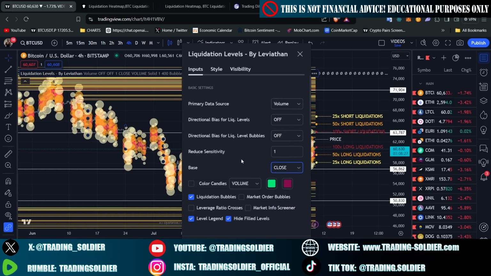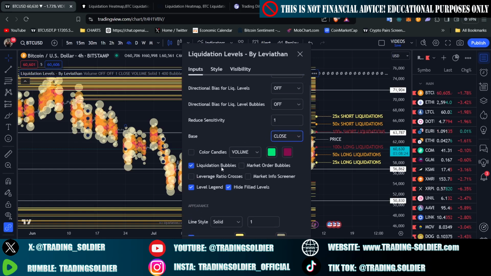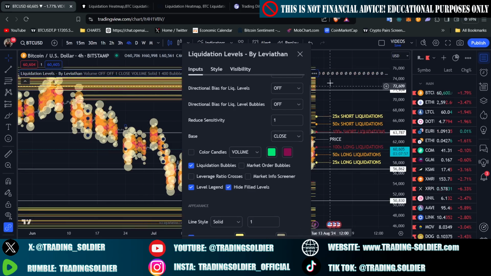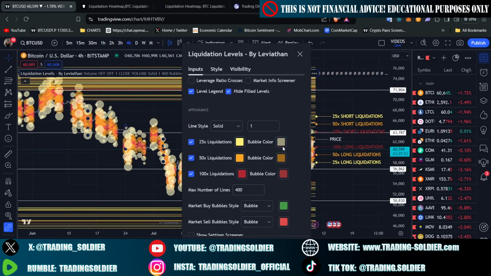Copy them. I also like to have the liquidation bubbles enabled, because the bigger the bubble, it tells me the magnitude of the liquidations that took place around this level. Okay, and also I like to enable the hide filled levels option, because if I have it disabled, it also shows the past levels. And if I enable this option, I see the future levels where the price will go. Then here you can change the colors of the 25x liquidations, the 50x and the 100x.